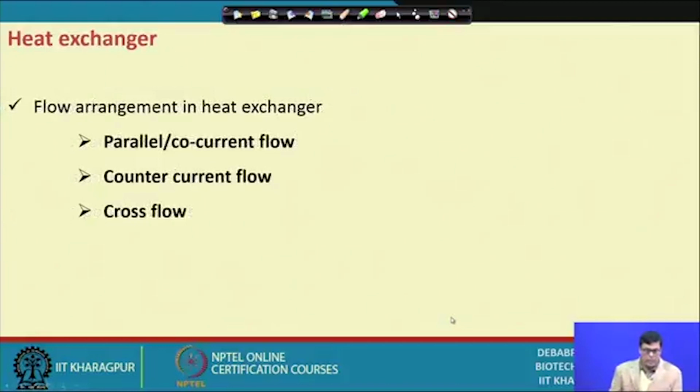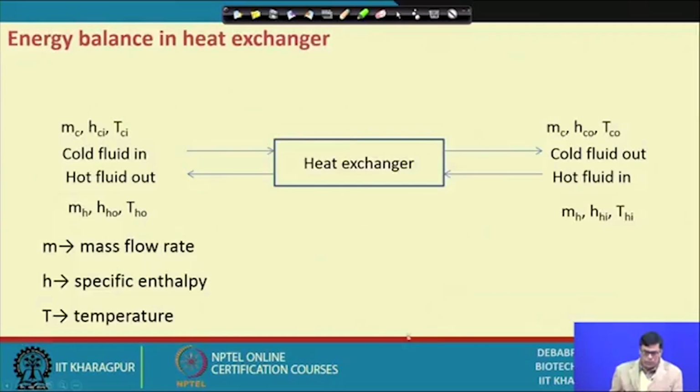The heat exchanger may be of different arrangements: parallel or co-current flow, counter current flow, and cross flow. This is the kind of energy balance in the heat exchanger. You can see the cold fluid in and the hot fluid out, and this is the heat exchanger, and cold fluid out and hot fluid in.